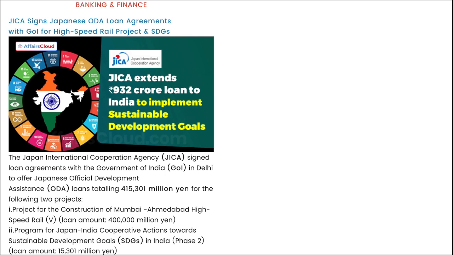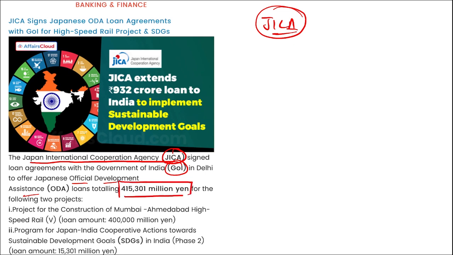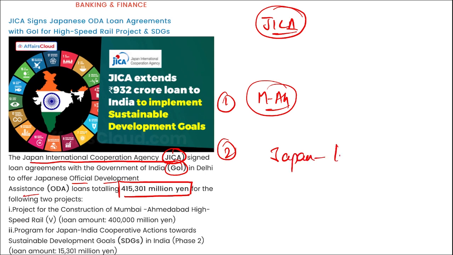Next is banking and finance, JICA. What is JICA? JICA is the Japan International Cooperation Agency. They recently signed a loan agreement with the Government of India, correct, to offer Japanese official development assistance with a loan totaling 4,15,301 million yen. And this amount is for two projects. First project is the construction of the Mumbai Ahmedabad high speed rail, and second project is for the Japan India cooperative actions towards sustainable development goals.